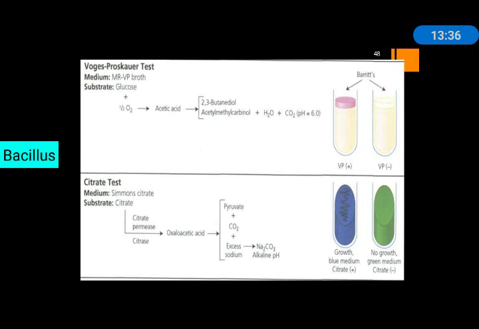And the citrate test: the medium is Simmons citrate agar, the substrate is citrate, and the citrate-utilizing enzyme utilizes the citrate, and the requirement for carbon is fulfilled. It gives a positive test, green to blue, and Enterobacter gives a positive test.